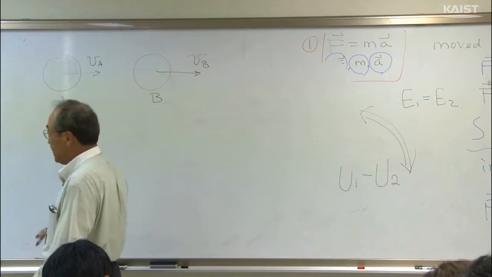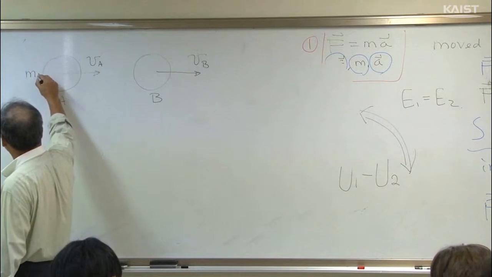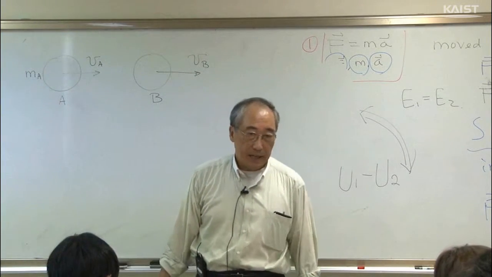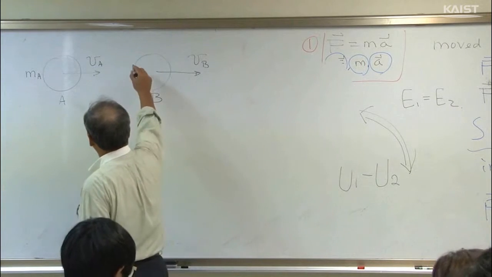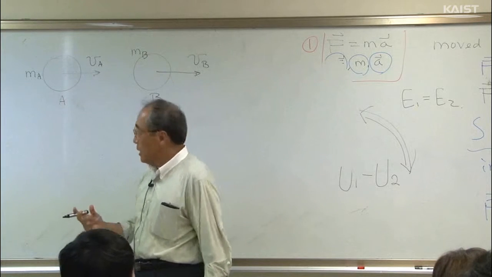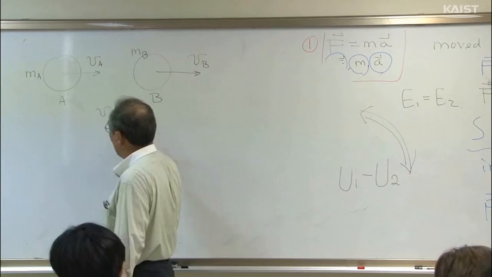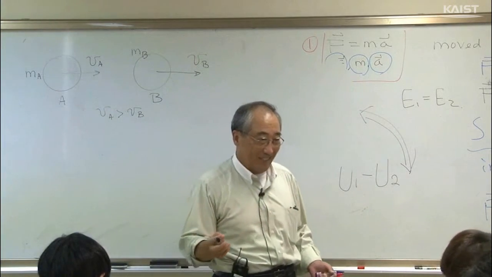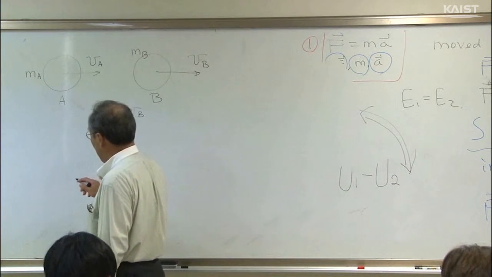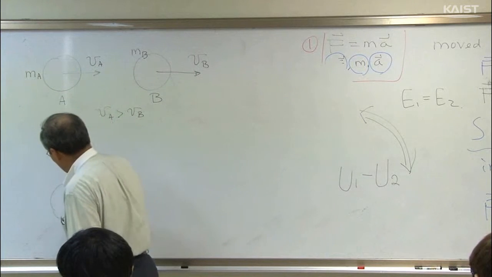Because this is a single mass, let's denote the mass of particle A as ma and the mass of particle B as mb. And assuming that VA is larger than VB, otherwise nothing will happen, right? Then what will happen is that A and B will collide.